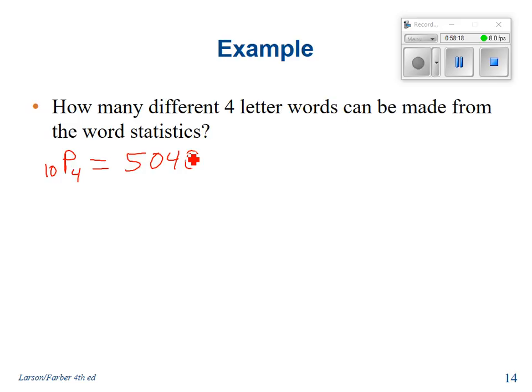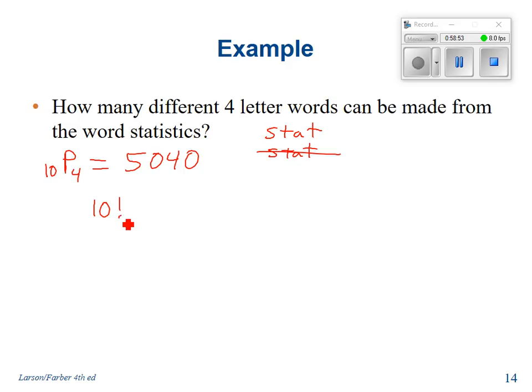So we got 5,040. But how many different 4-letter words? Well, if I wrote this one, then I wrote this one using that S, are those different? Not really. Same word, right? So if we want it to be where they're distinguishable, where we're not repeating that same word over again because we have a bunch of S's, then we do it this way.